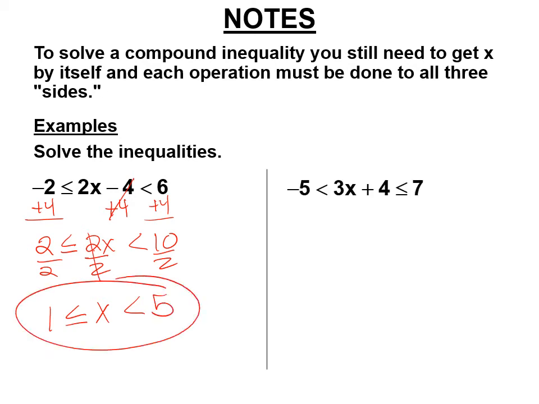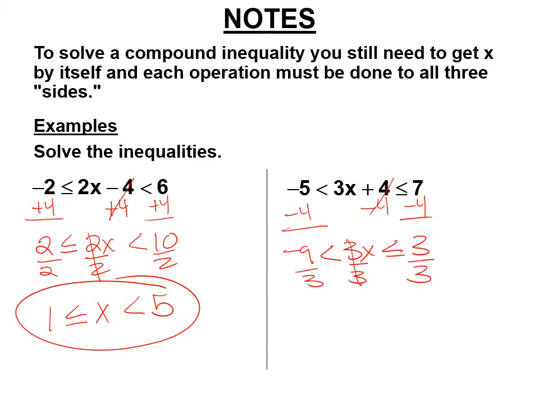All right, let's try it again. So we have a plus 4, so we subtract 4 from all 3 sides. Negative 5 minus 4 is negative 9, less than 3x, less than or equal to 3. Divide all 3 sides by that 3 right there, so we can cross that out. We get negative 3 is less than x, which is less than or equal to 1.